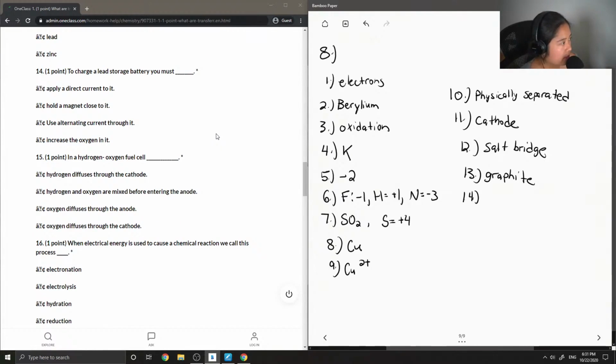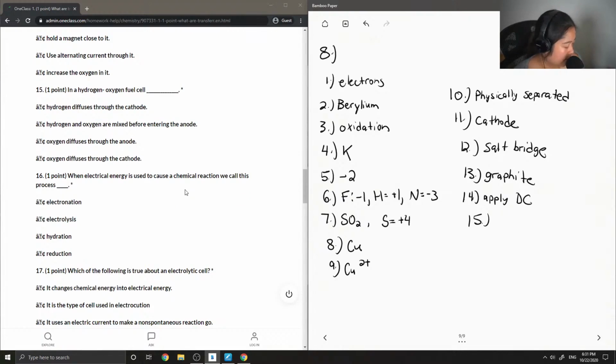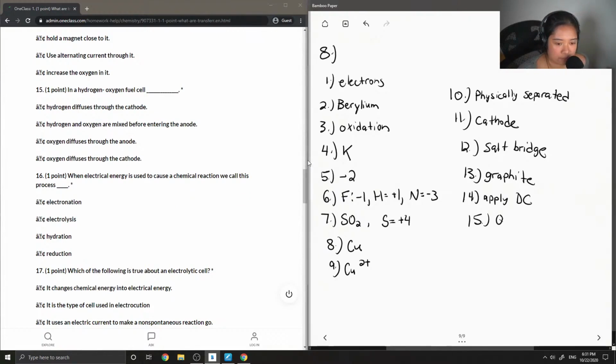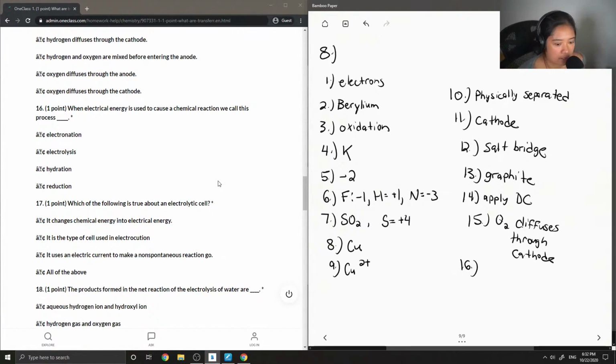14. To charge a lead storage battery, you must apply direct current. In a hydrogen-oxygen fuel cell, the oxygen diffuses through the cathode. When electrical energy is used to cause a chemical reaction, we call this process electrolysis.